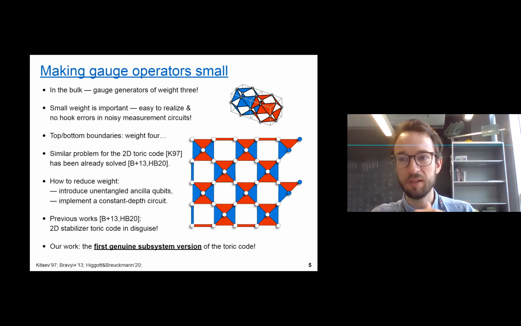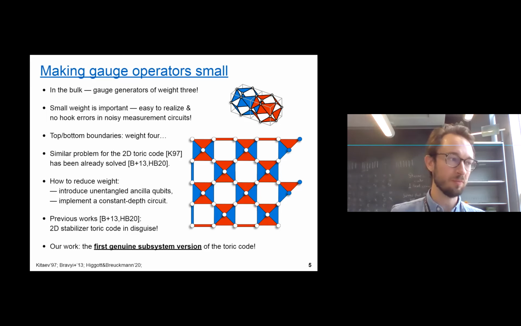Oh yeah, and just to emphasize something, these 2D subsystem toric codes are sort of like stabilizer codes in disguise, because you can do a constant depth circuit to map the 2D stabilizer toric code to the 2D subsystem toric code. Whereas I don't think you can actually do that with this 3D subsystem toric code. So what Alex said here, the first genuine subsystem version of the toric code, is not something that you can do a constant depth circuit to map to a stabilizer code. It's really something different.